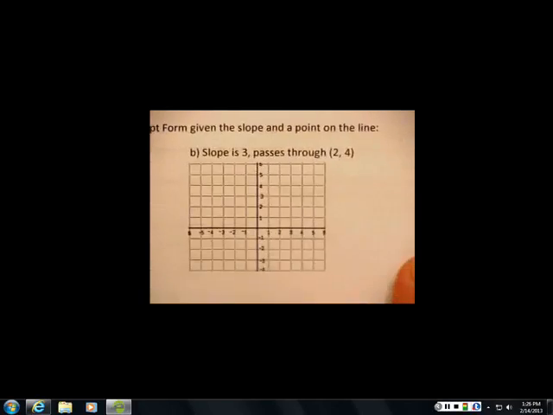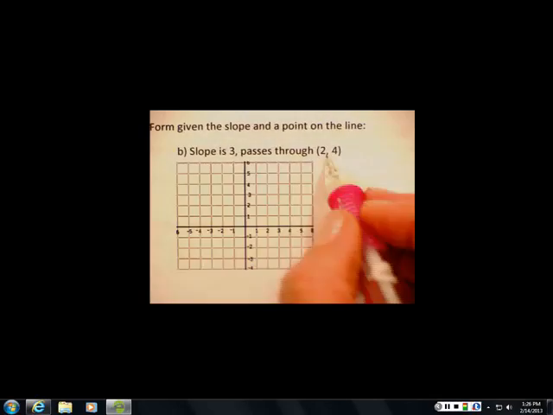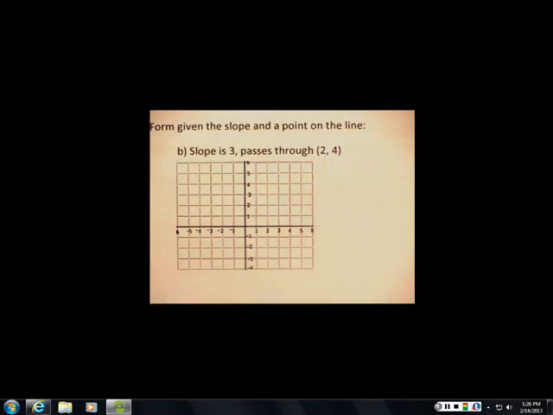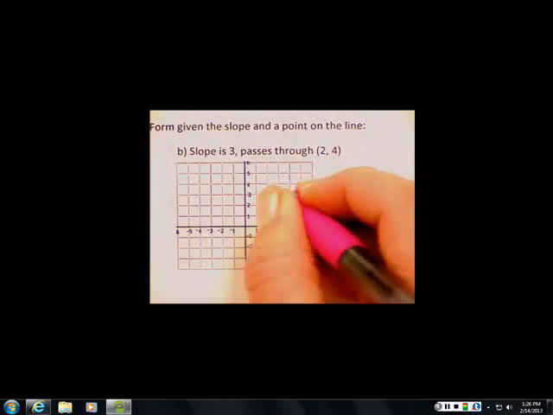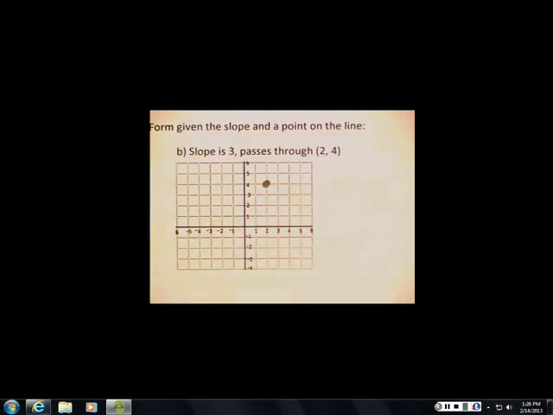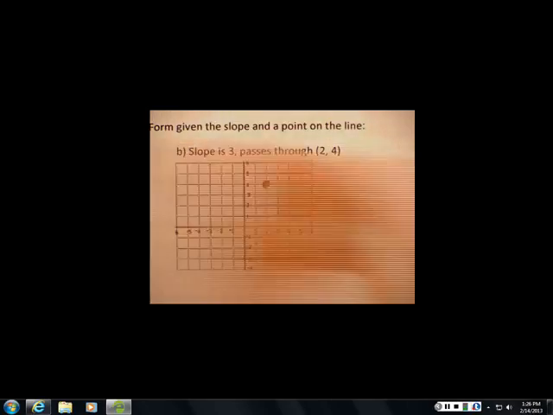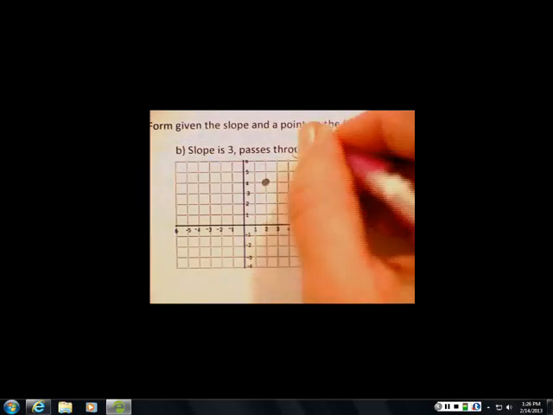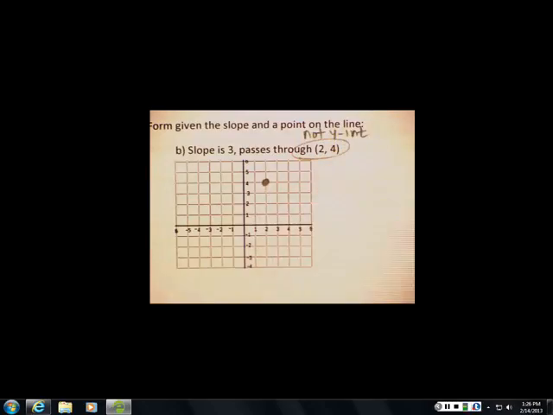Second one. The slope is 3, and it passes through the point (2, 4). Now, is the point (2, 4) a y-intercept? No, it's not, right? (2, 4) is going to be right here. That is definitely not my y-intercept, which is a bummer because it was so easy to write the equation when it was. So this one is not a y-intercept. We're going to have to do a slightly different technique.